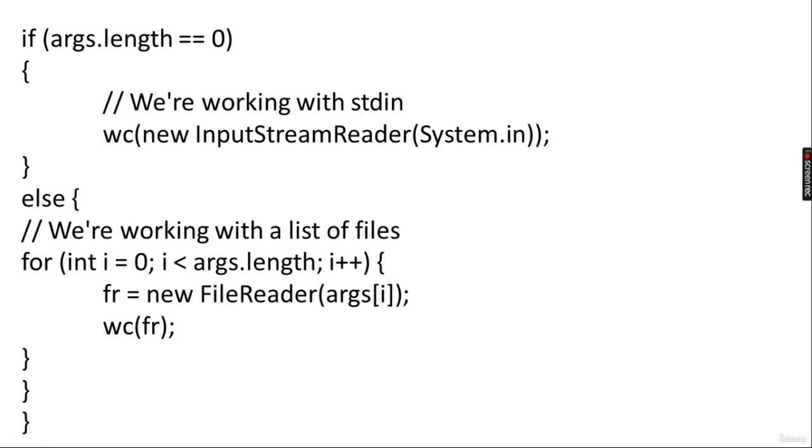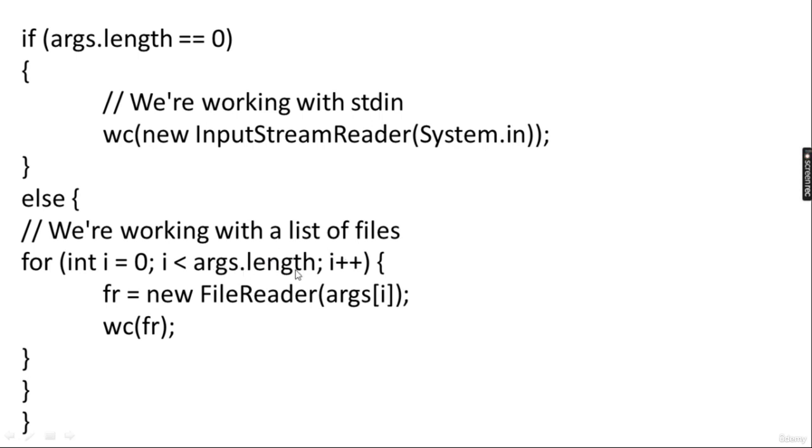Then we will use the FileReader object fr. So if args.length is equal to 0, that is, files are not provided, then we are working with standard input. wordCount(new InputStreamReader(System.in)), that is the keyboard. So whatever is given will be through the keyboard. Else we are working with a list of files.